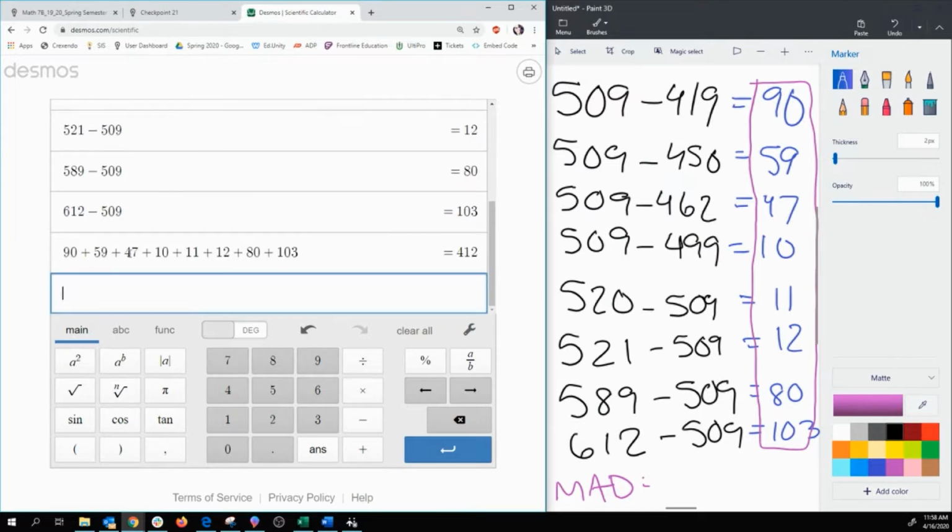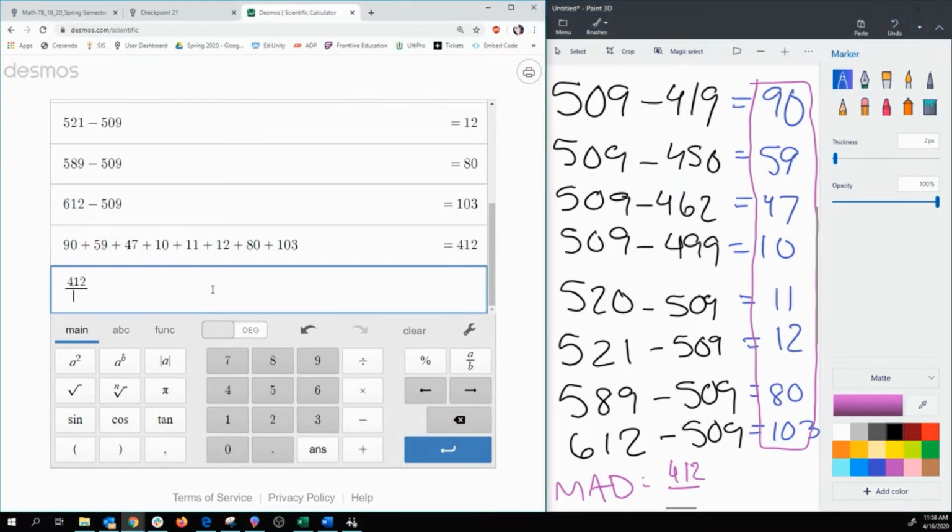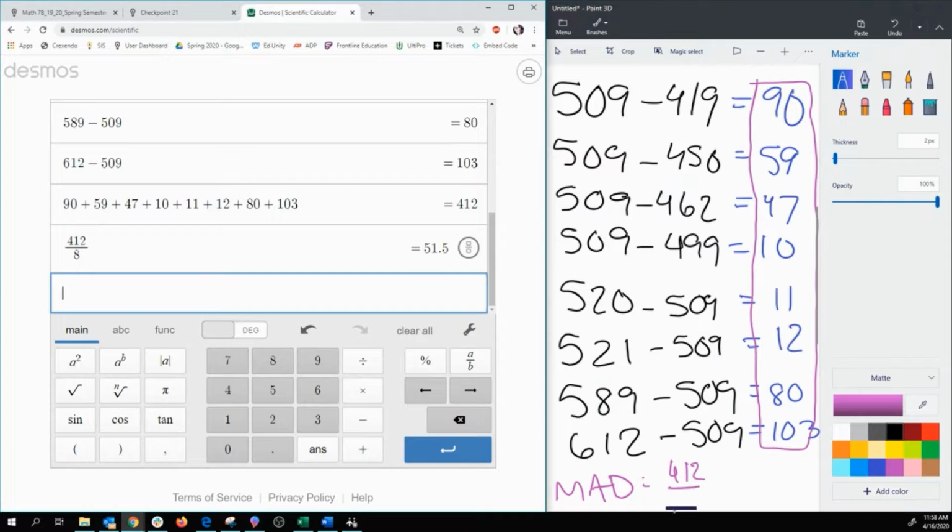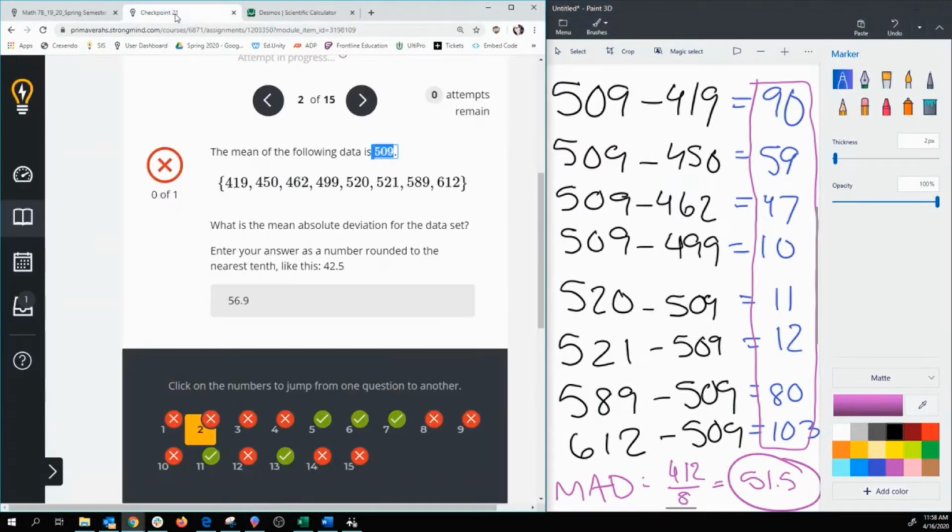Let me double check my numbers one last time. Perfect. So when I added everything up, I got 412. And I'm going to divide that by 1, 2, 3, 4, 5, 6, 7, 8 numbers, because that is how many I added together. And when I divide all of that by 8, I get 51.5. So my mean absolute deviation for this data set would be 51.5.